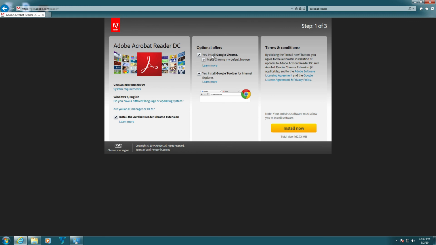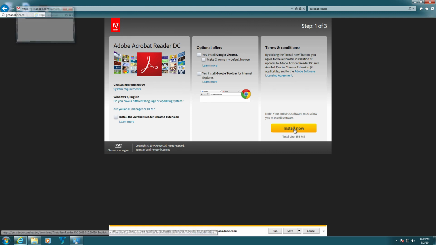It will install Google Chrome by default, a whole different browser. Like right now I'm using Internet Explorer. If you don't want Chrome to get installed, a whole another browser, you better uncheck that. And it also tries to make it the default automatically. And I don't want the Google toolbar, turn that off. And I don't want the Acrobat Reader Chrome extension, turn that off. So turn all of this extra junk off. And then click on Install Now.